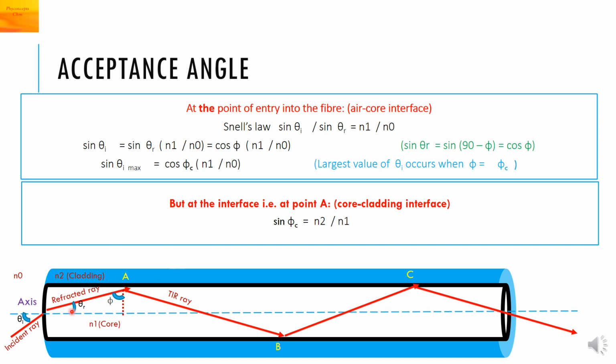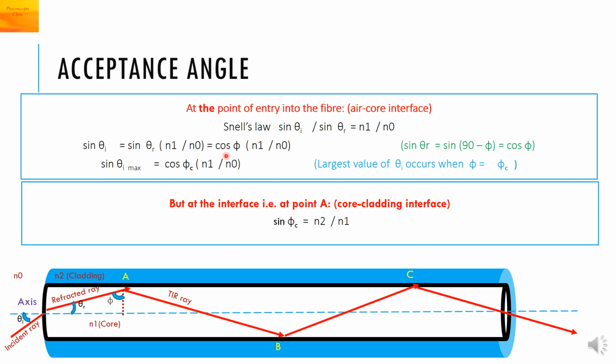Now, if you observe this diagram here, this is a right angle triangle. This is a normal. So this is the right angle, and the other angles are theta r and phi. So theta r can be written as 90 minus phi. So we are writing sine theta r as sine of 90 minus phi, which is equal to cos phi. So in place of sine theta r here, we replace it with cos phi.